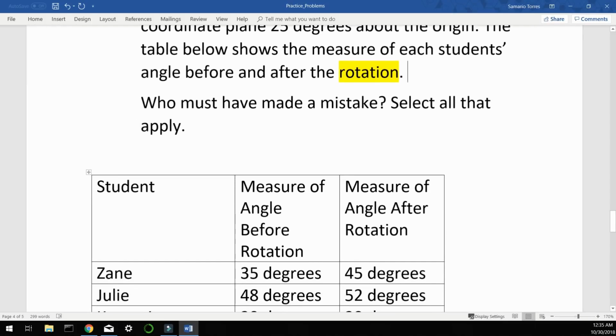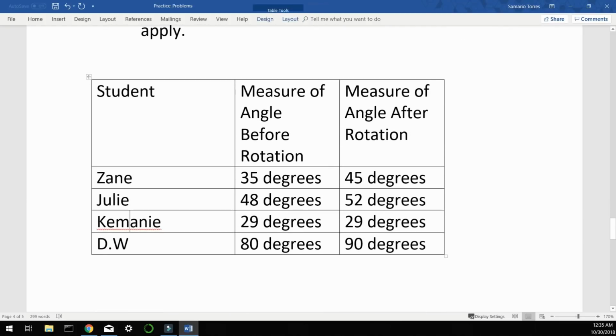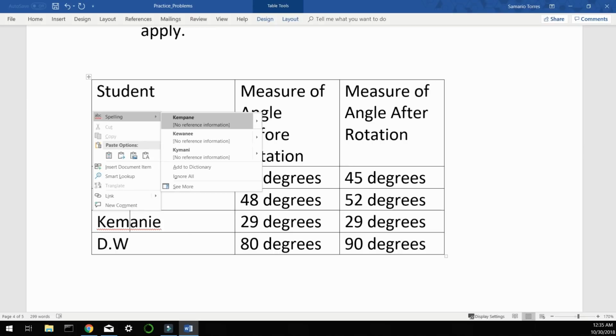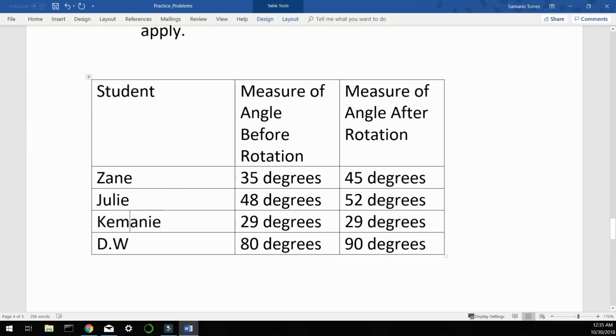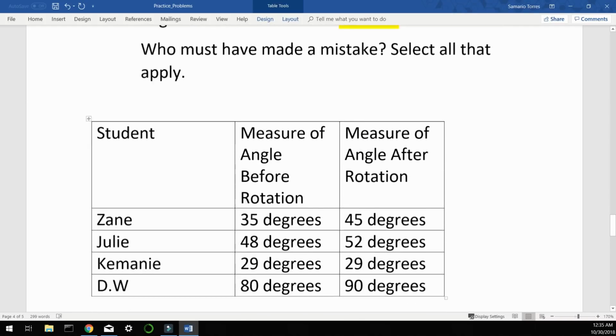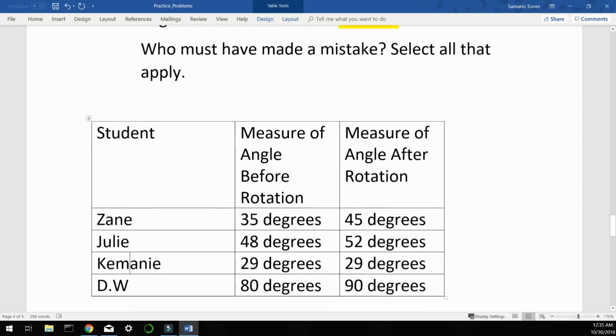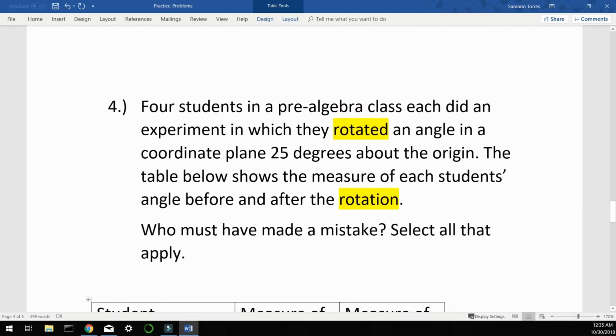Let's see what's going on here. The students are Zane, Julie, Kamani, and DW. We're going to put the right spelling on Kamani. We're looking to see who got it wrong. So the four students rotated an angle 25 degrees. The table shows the measure of each student's angle before and after the rotation. Who must have made a mistake? Well, what happens when you rotate an angle 25 degrees?